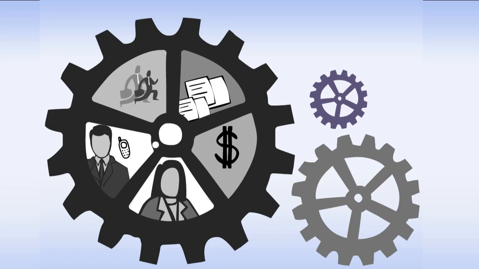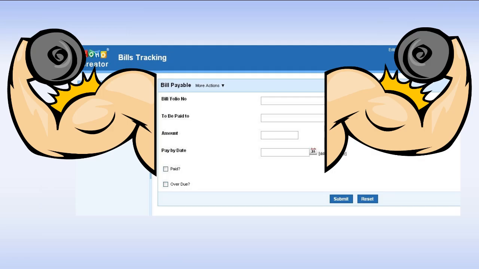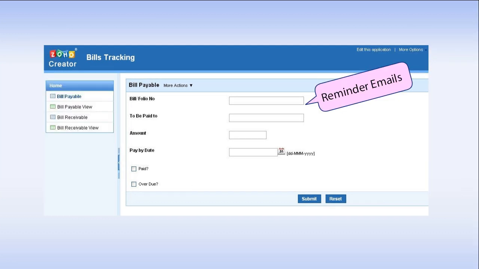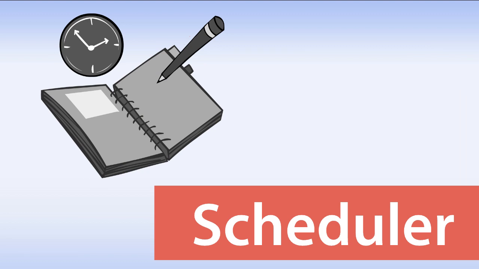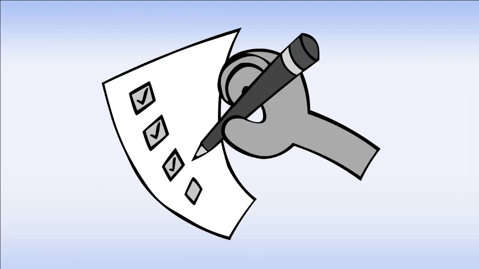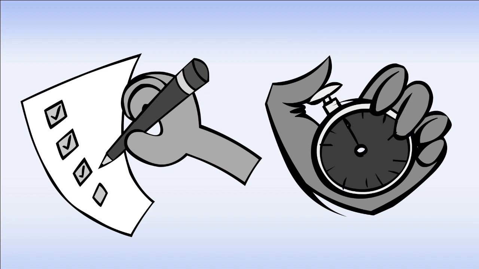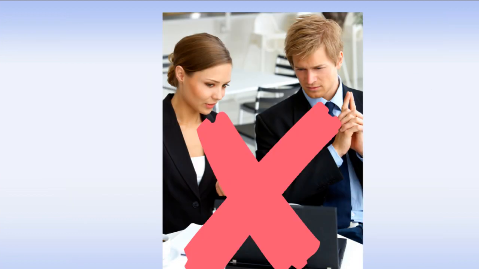Running a business is a lot easier if your fully featured application can also take care of simple stuff like sending reminder emails, automated invitations or response emails, or even periodic reports of data. At Zoho Creator, we call it Scheduler. It can help you execute tasks at a specific time without user intervention.